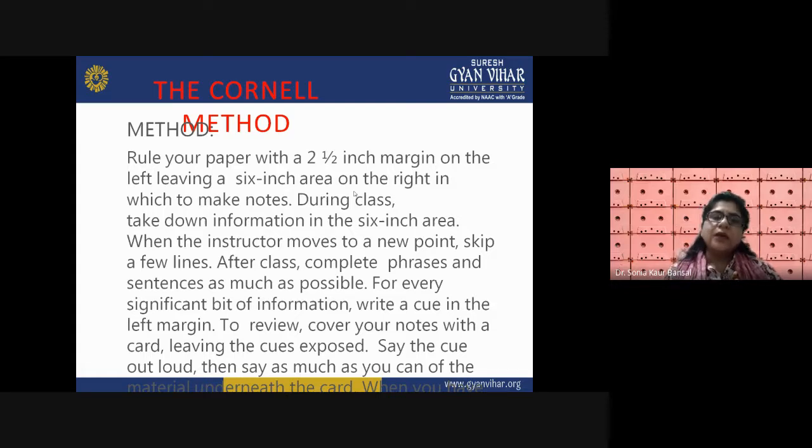So during the class, when you are receiving the lecture, you write down each and every important piece of information in the 6 inch area. When the instructor moves to a new point, skip a few lines, maybe 2 or 3 lines, whatever you feel is nice according to your vision. After class, complete phrases and sentences as much as possible, because we leave the lines. If something is left from the lecture, you can fill the missing parts after the class. For every significant bit of information, write a cue in the left margin.